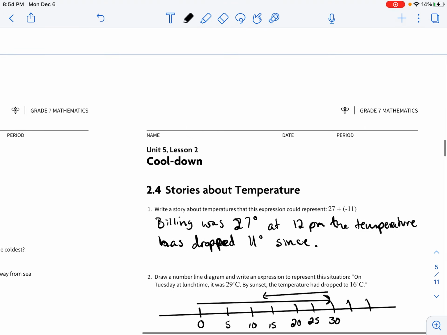Okay, so 2.4, story problem. It just says write a story about temperatures that this expression could represent: 27 plus a negative 11. So I just said Billings was 27 degrees at 12 p.m. The temperature has dropped 11 degrees since. So that's explaining something that's happening there. You're minusing 11 degrees or you're adding a negative 11 degrees.